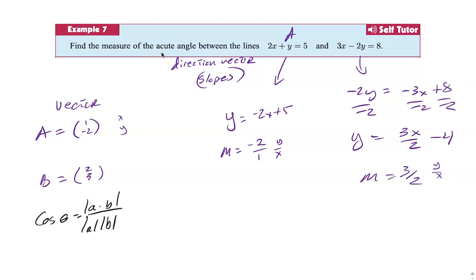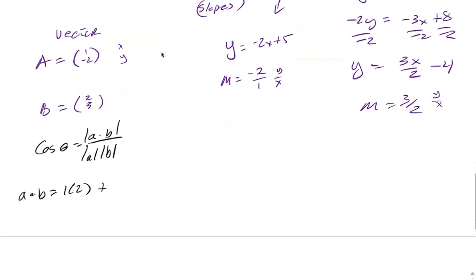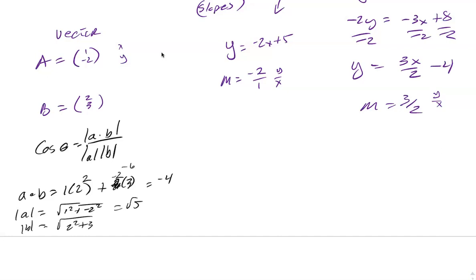So let's do the dot product first. A dot B would just be multiplying the corresponding parts: 1 times 2 plus -2 times 3. So I get 2 plus -6, which is -4. Gonna need that absolute value. The magnitude of A would be the square root of 1 squared plus -2 squared, also known as rad 5. The magnitude of B is going to be 2 squared plus 3 squared, which is radical 13.